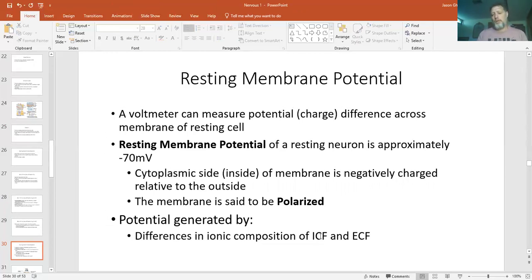So we're going to call these the intracellular fluid and the extracellular fluid. That's what the ICF and ECF stand for. So extra is going to be outside of the cell.